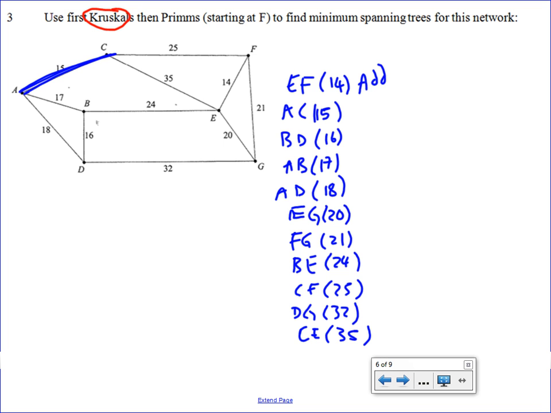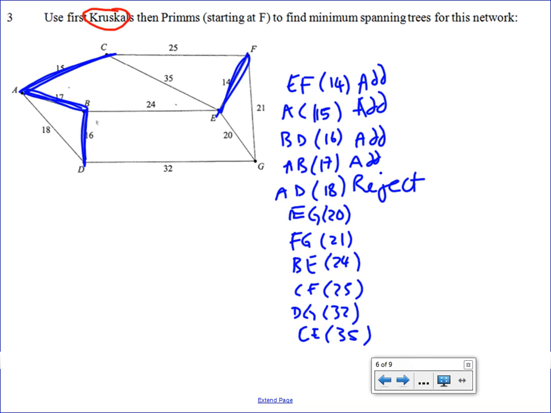Okay, so we start by adding AC. Is that one added? And EF I meant. EF, that one. And then AC. So those two are added. We can add BD, that doesn't create a cycle. Then we can add AB, that doesn't create a cycle. Then we can't add AD, we reject AD, because that creates a cycle.